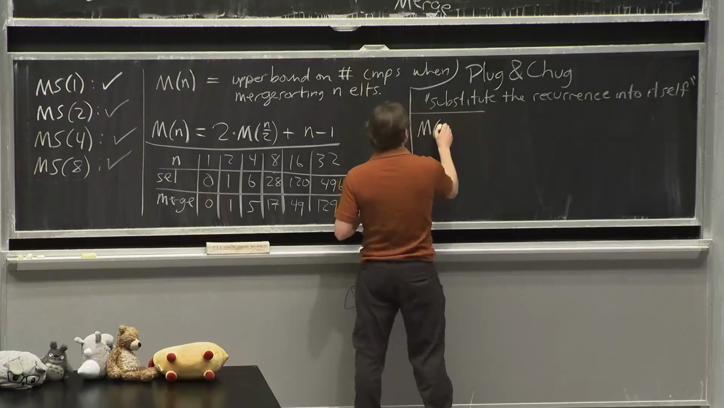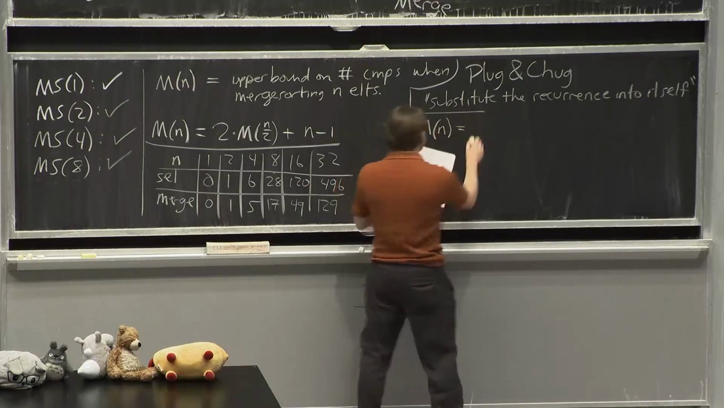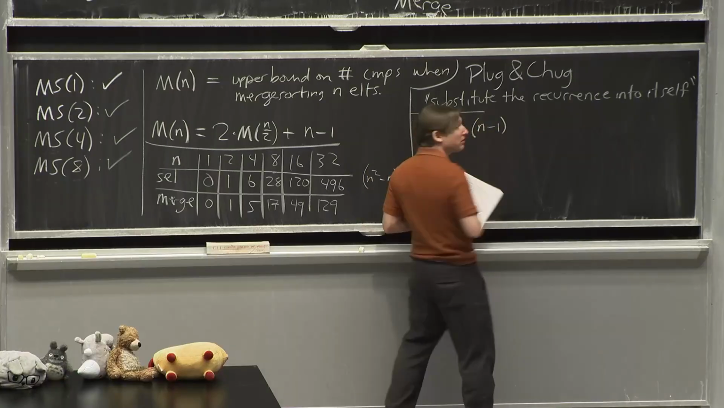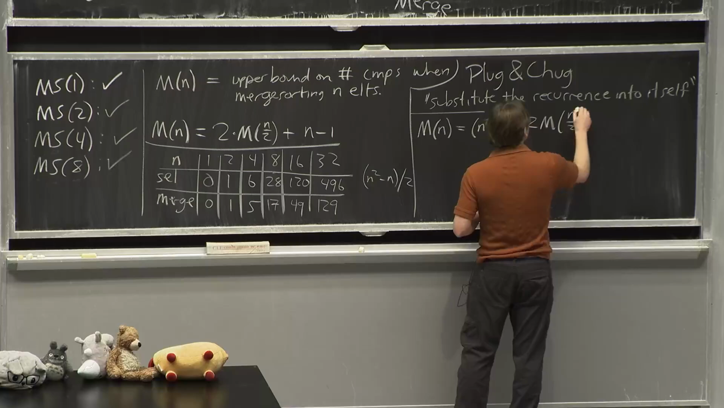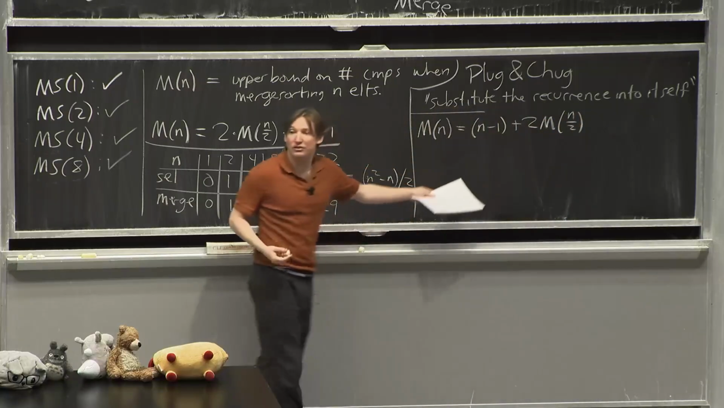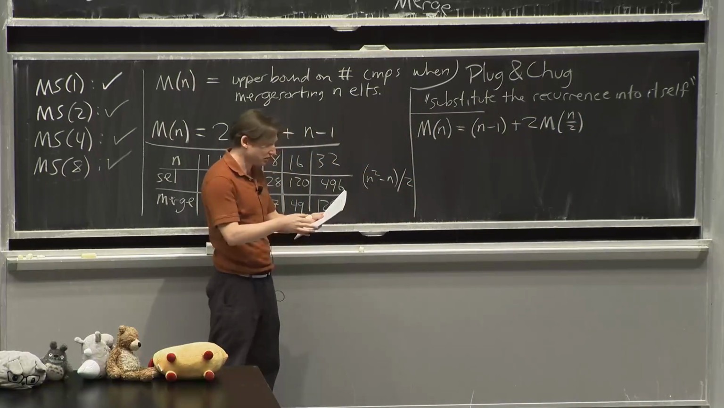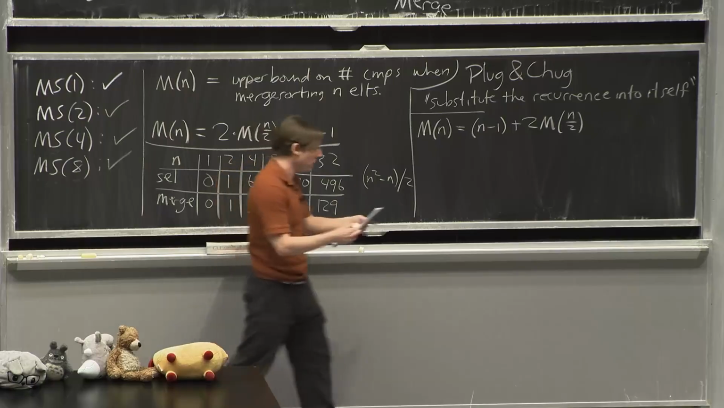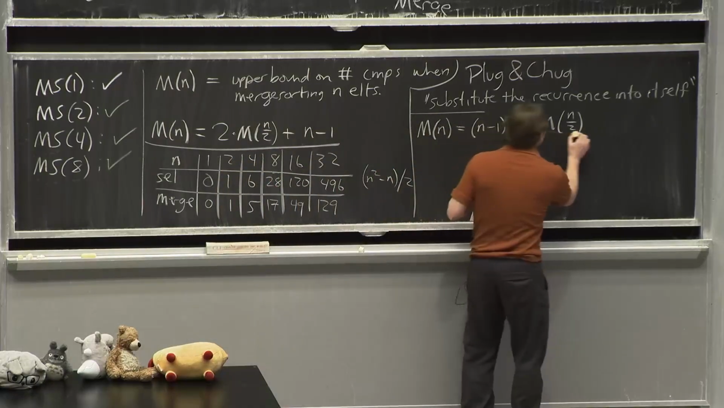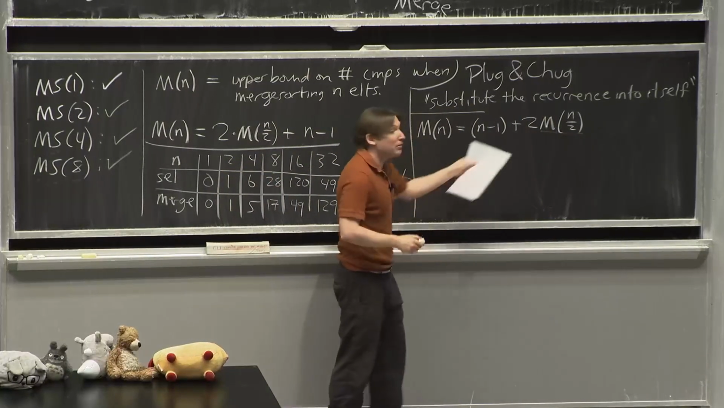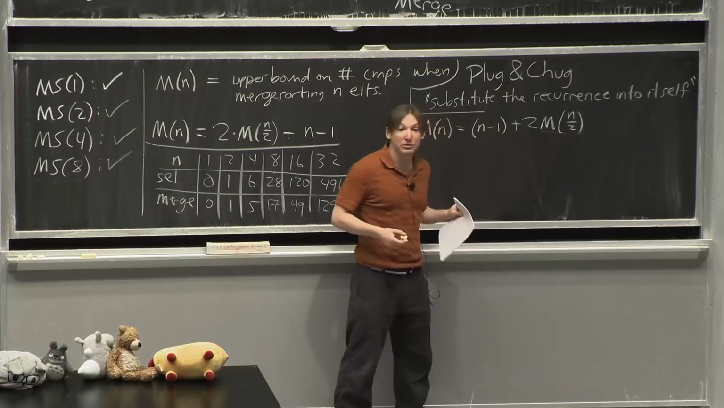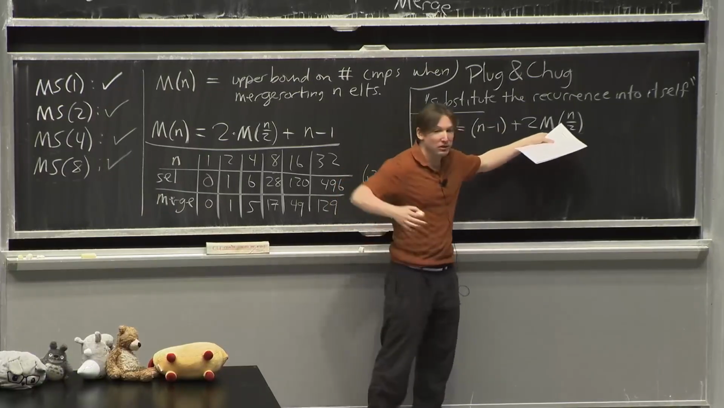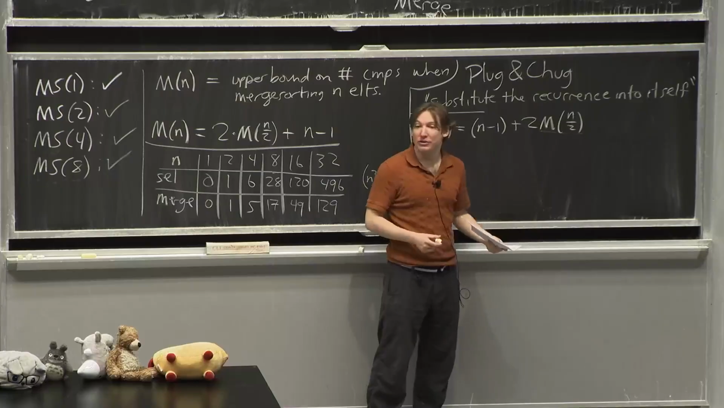So we have M of n. I'm going to put the n minus 1 first. This is n minus 1 plus 2 times M of n over 2. That's just our recurrence exactly as it was described before. But this M of n over 2, M still satisfies our recurrence. So let's apply this recurrence to n over 2 and replace this term with the recurrence version of that.